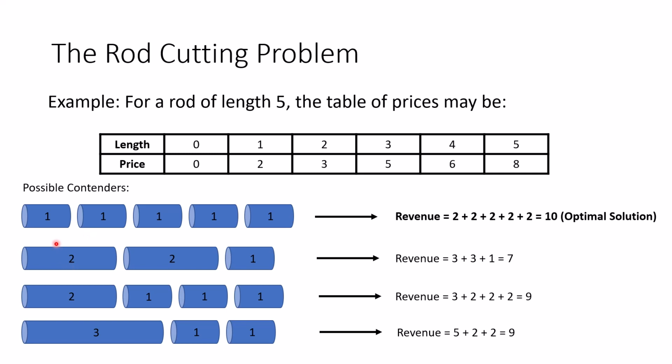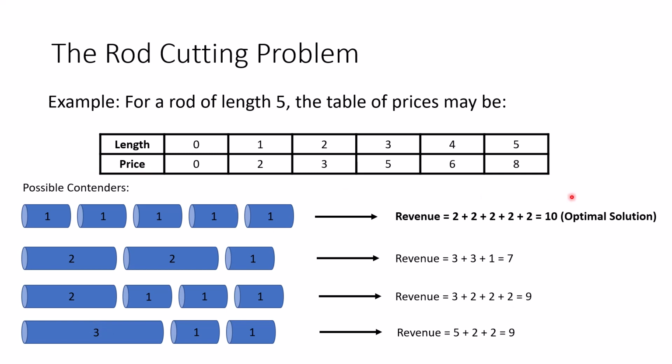Another way, and there are many, many different ways to cut the rod, is to have a length 2, a length 2, and a length 1. If you add those up, you would get 3 plus 3 plus, sorry, that should be a 2, not a 1. I'll change that, don't worry. So 3 plus 3 is 6 plus 2 is 8. And another configuration would be 2, 1, 1. So 3 plus 2 plus 2 plus 2, that would give you 9, and so on.